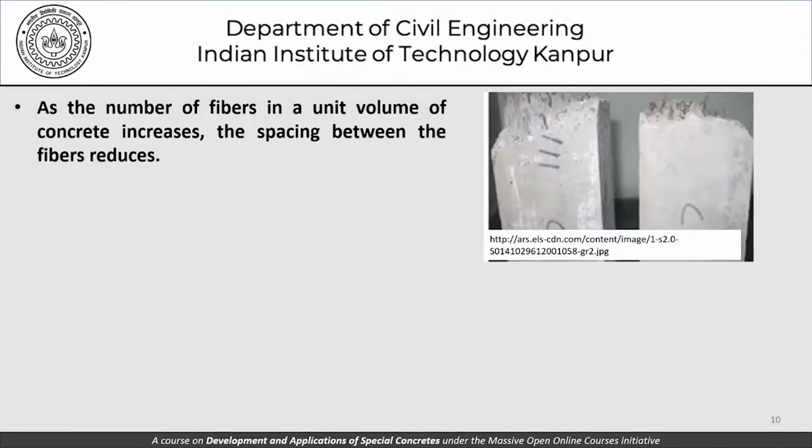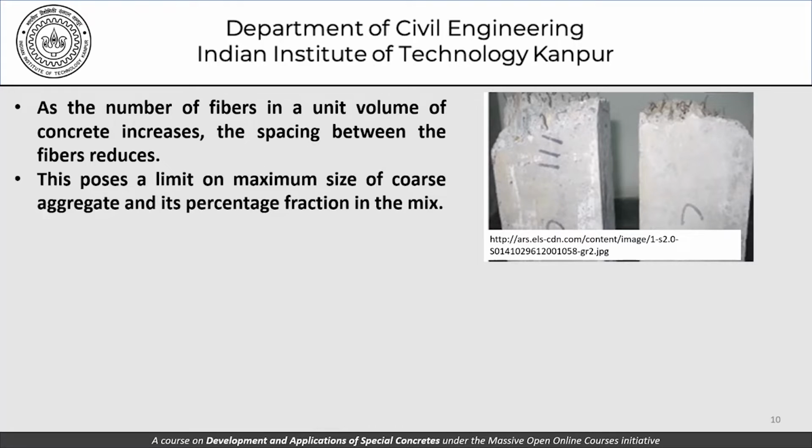As the number of fibers in a unit volume of concrete increases, the spacing between them reduces, and this poses a limit on the maximum size of coarse aggregate and its percentage fraction in the mix. What we have not done as far as this exercise is concerned here is trying to relate the volume of fibers to the number of fibers. Because at the end of it, when you look at a picture like this, one obvious question that you will have in mind is that, okay, for a given cross-sectional area here, because this could be a cross-sectional area, how many fibers do we see sticking out?